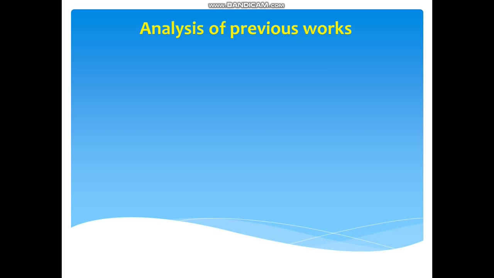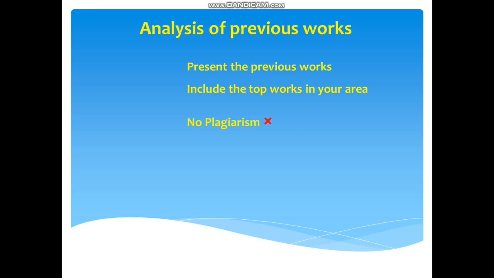For writing analysis part, first you should have well documented details of what other researchers have done in the area of your survey. You need to present the previous works in detail. The key point is you should cover the top work conducted by the leading researchers in the area. When writing the previous works, you should avoid plagiarism. What is plagiarism? My friend Yashoda will explain. Over to Yashoda.